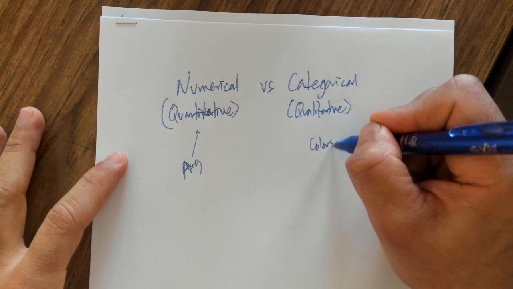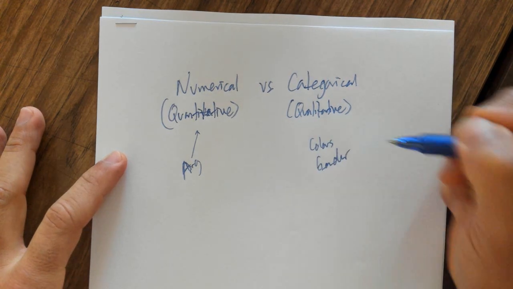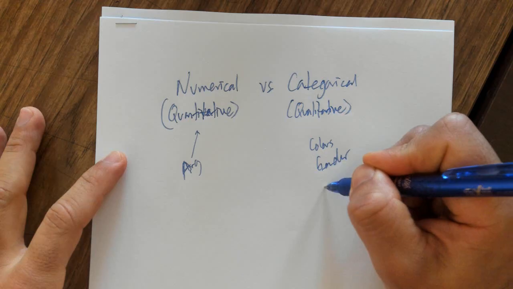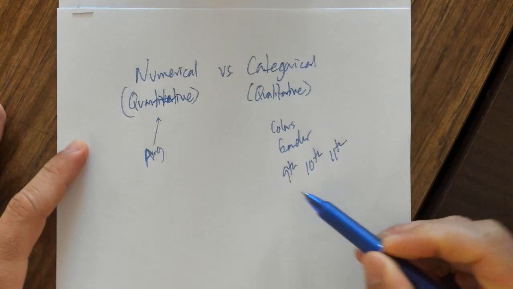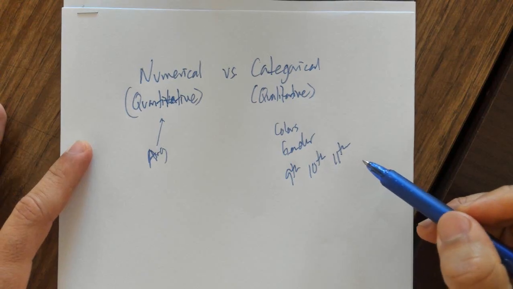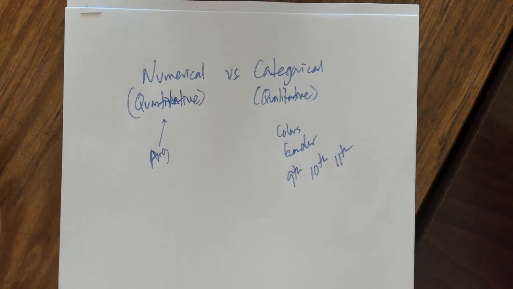So colors, gender, grade levels, right, like sophomores. Because you can't really find the average grade level. You can find a number, but it won't make any sense.